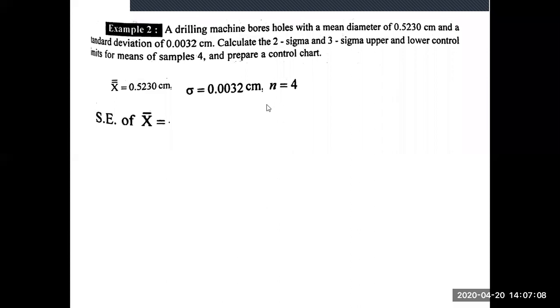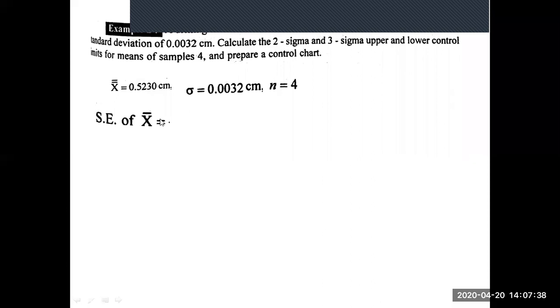Next, the standard error of x bar. We have a formula here. This problem is different from the previous problem. For the previous problem, we had the mean and range, and from that we concluded. Here, the standard deviation is given. If the problem gives a standard deviation, how do we solve it? That is model 2 of the mean and range chart, which you have to remember. We have to find the standard error of x bar.